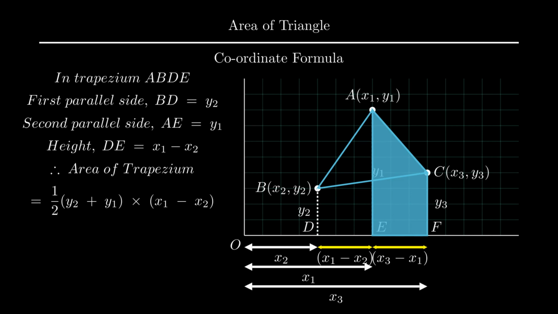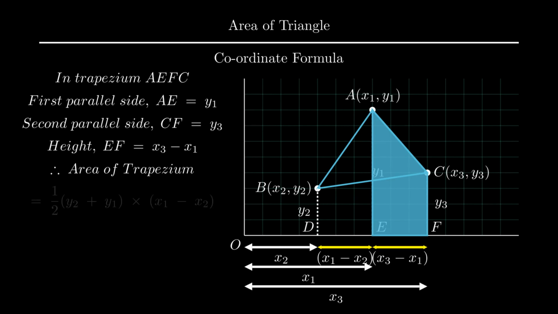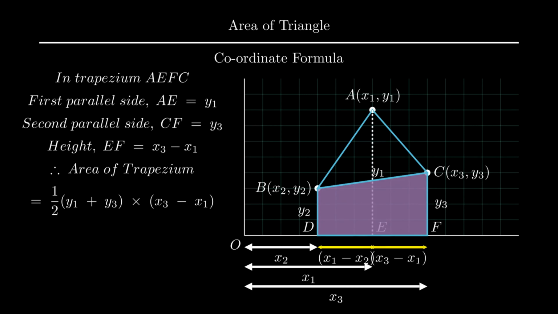Similarly, in trapezium AEFC, segment AE acts as the first parallel side and equals y1, while CF acts as the second parallel side and equals y3. Segment EF acts as the height and measures x3 minus x1. Therefore, on substituting the corresponding values, we get area of trapezium AEFC equals half into (y1 plus y3) into (x3 minus x1).